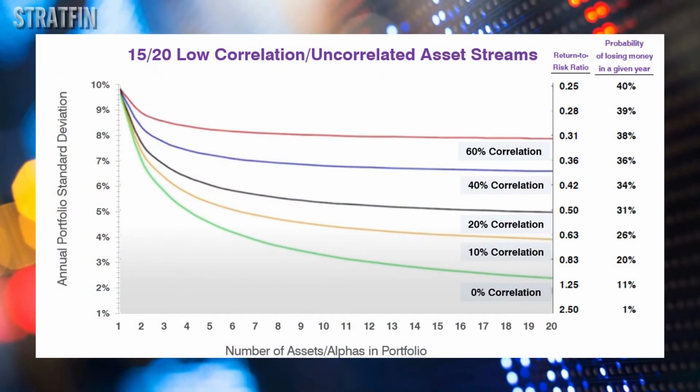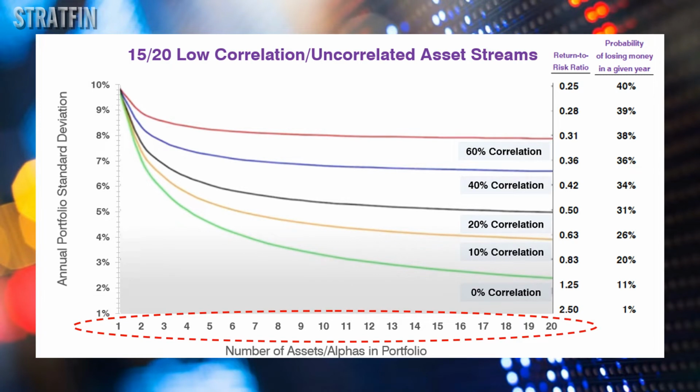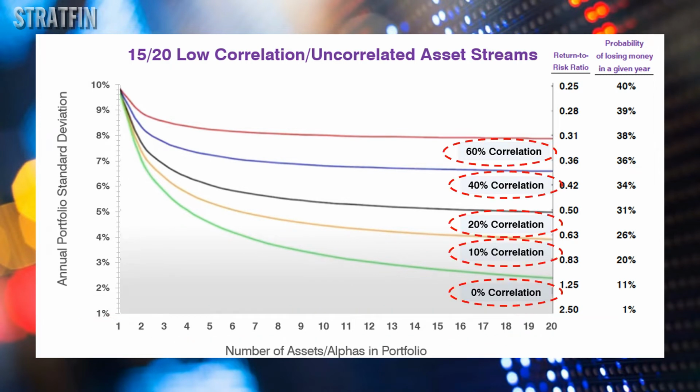A key item is to understand what the marginal benefits of diversification would look like. What we need to think about is: first, the risk, measured by the annual portfolio standard deviation. Second, the number of assets, alphas in the portfolio. And third, the correlation of the betas, broken down into each of its components.